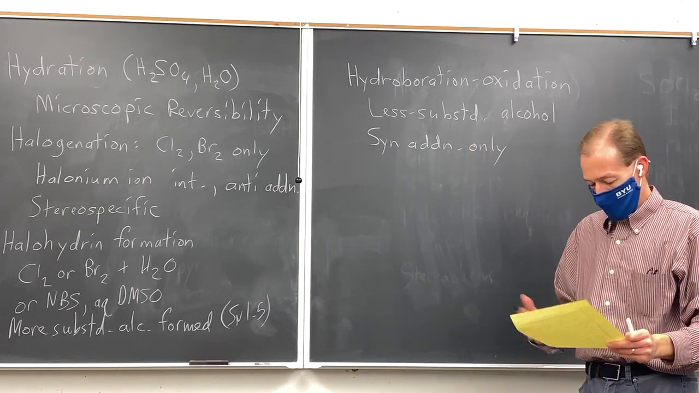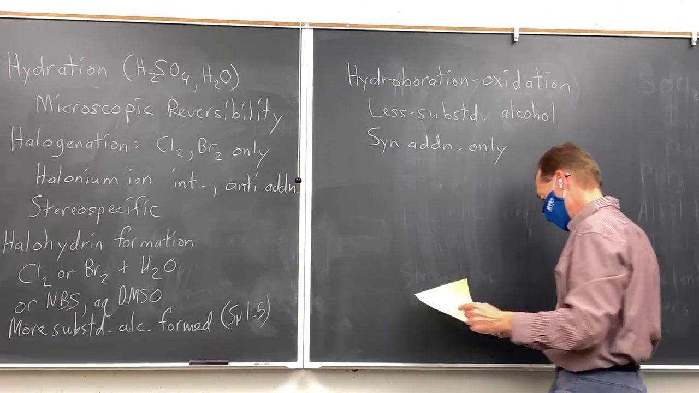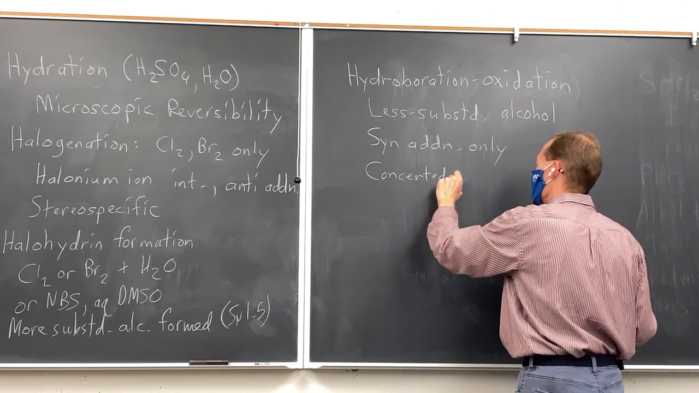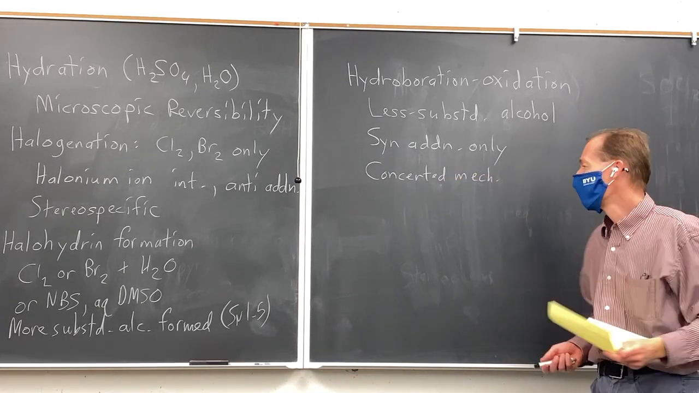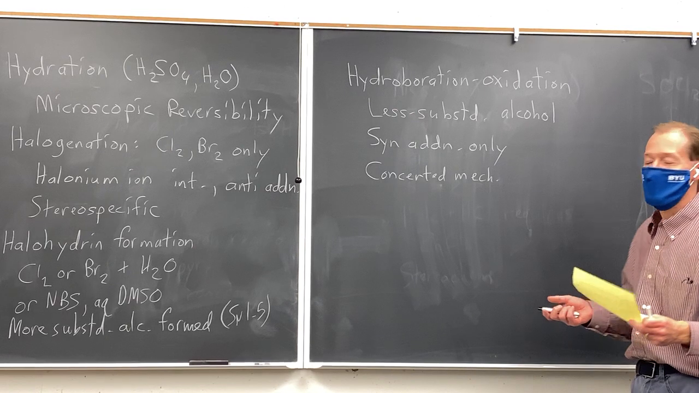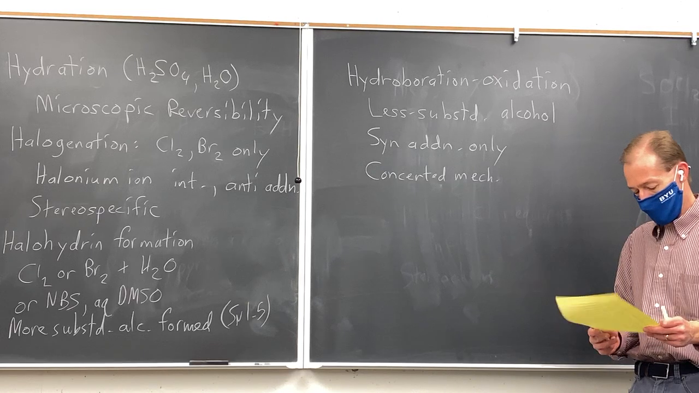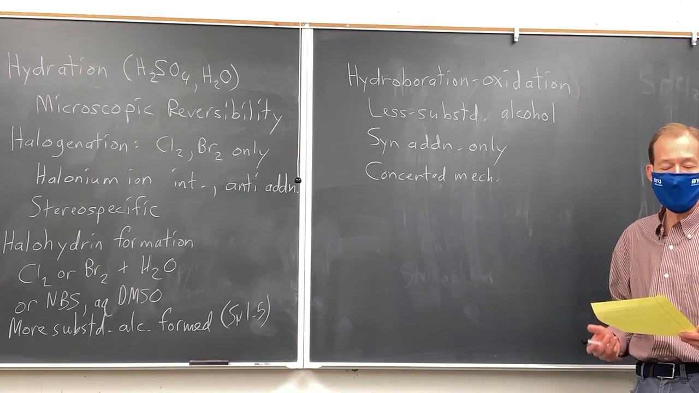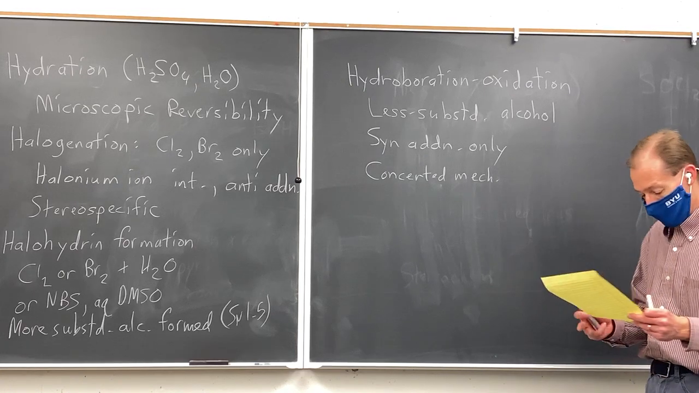Okay. So we proposed a mechanism that was consistent with these two principles, and that is the concerted mechanism, a one-step mechanism with no intermediate, a four-centered transition state, and then we use that mechanism to explain why we obtain the less substituted alcohol, why the reaction only gives us syn addition. So you should be able to explain that. There's a steric explanation and an electronic explanation. Both are important to understand. And there's a figure in the book that shows it very nicely.